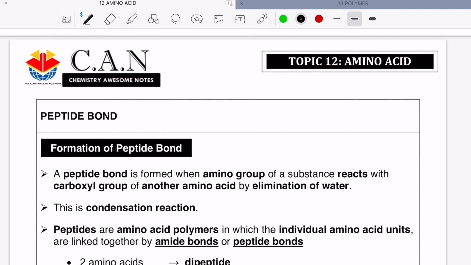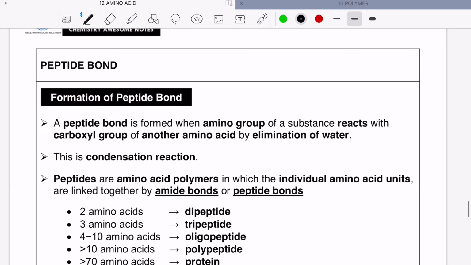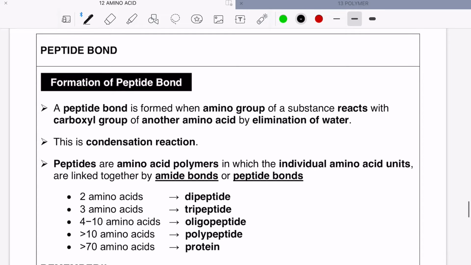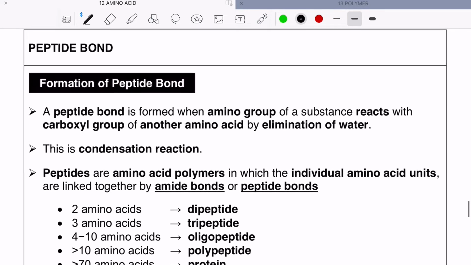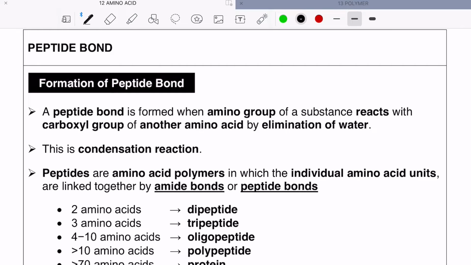In this video, you're going to learn about how to form the peptide bond. We are talking about the formation of peptide bond in amino acids. As you can see in these notes, a peptide bond is formed when the amino group of a substance reacts with the carboxyl group of another amino acid by elimination of water. Since there is elimination of water here, this reaction is actually a condensation reaction.